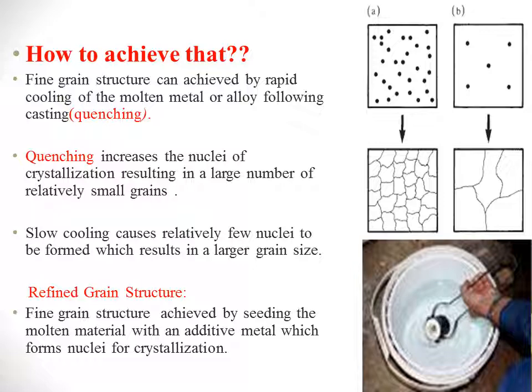A refined grain structure can also be achieved by seeding the molten material with an additive metal. So these are two ways by which you can achieve a refined grain structure. One is quenching, and the second is seeding, or applying an additive metal into the molten material.